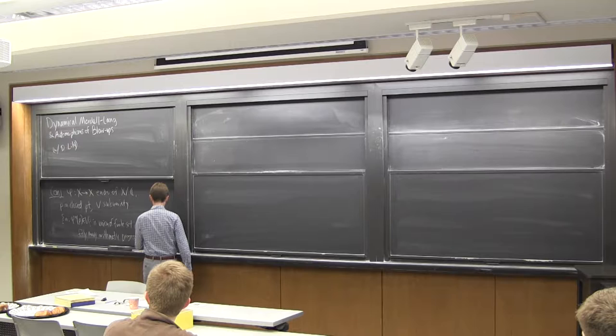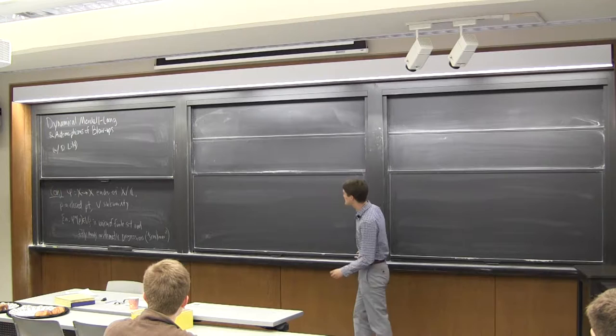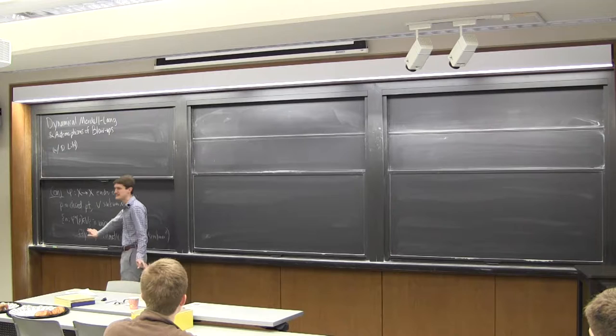So it's just telling you the set of n such that phi n of p is in V is not just some random set. It can't happen. It's impossible that phi n of p is in V exactly when n is a prime or something like that. There's some predictability to this.